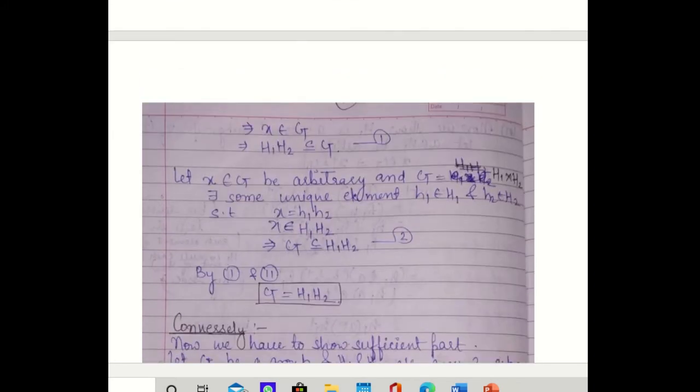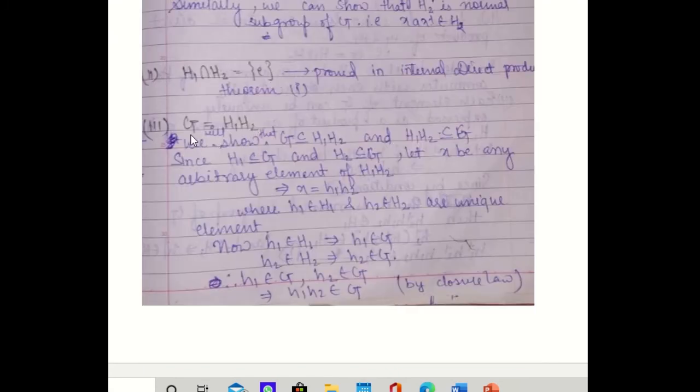So to prove G equals H1 H2, we will show that G is contained in H1 H2, and then H1 H2 is contained in G, so we will be able to prove equality. Since H1 is a subgroup of G and H2 is a subgroup of G, let x be any arbitrary element of H1 H2, so x will be h1 h2, where small h1 belongs to capital H1 and small h2 belongs to capital H2 are unique elements. Now, h1 belongs to H1 implies h1 belongs to G, as G is a group and H1 is a subgroup.